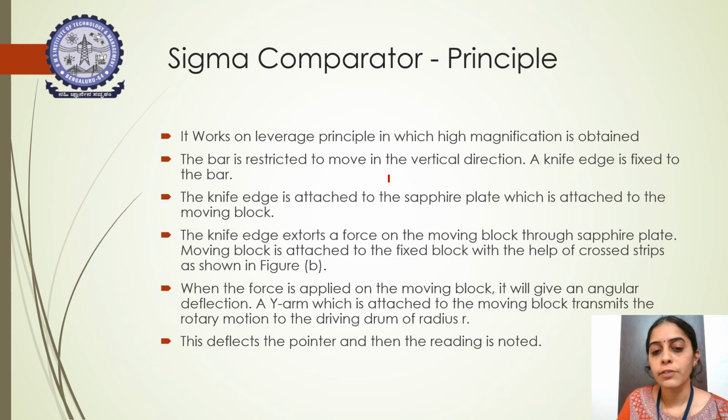Due to this angular deflection, the Y-arm, which is attached to the moving block, transmits the rotary motion to the driving drum of radius R. So this deflects the pointer and the reading is noted. So this is how the sigma comparator operates.